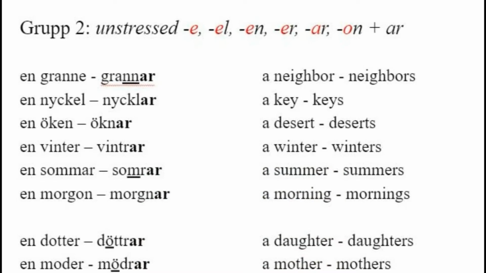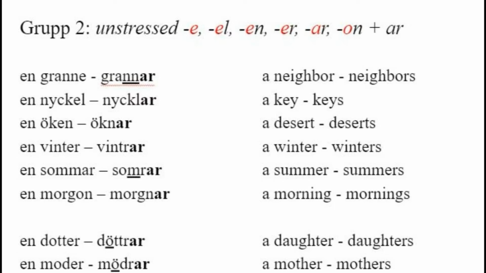Group 2 even includes words ending with unstressed endings, and these include e, el, en, er, ar, on. The unstressed vowels e, a, and o disappear in plural. So en granne becomes grannar, neighbor. En nyckel becomes nycklar. En vinter becomes vintrar. En sommar becomes somrar. En morgon becomes morgnar.